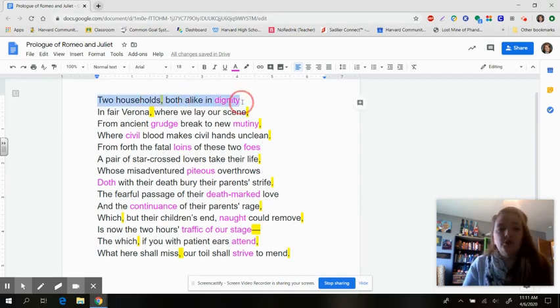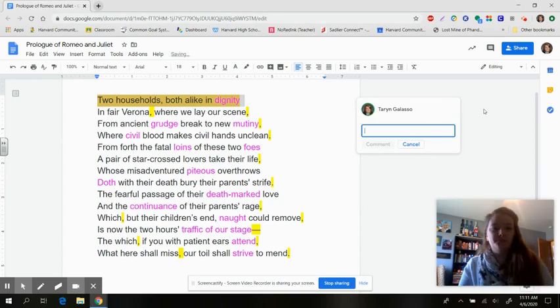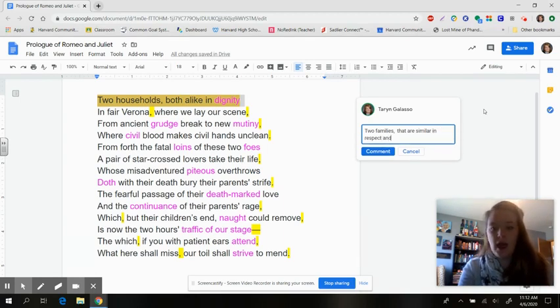So we're going to start off with 2 households, alike in dignity. Now, 2 households. When I'm looking at this, I'm thinking, do they mean the buildings people are living in, or what could household otherwise mean? Well, in this case, a household means a family. So I would say 2 families, and then both alike in dignity. Now, we define dignity as the way that you look at yourself and the way other people look at you. So I'm going to say that these families that are similar, so both alike in respect and reputation.